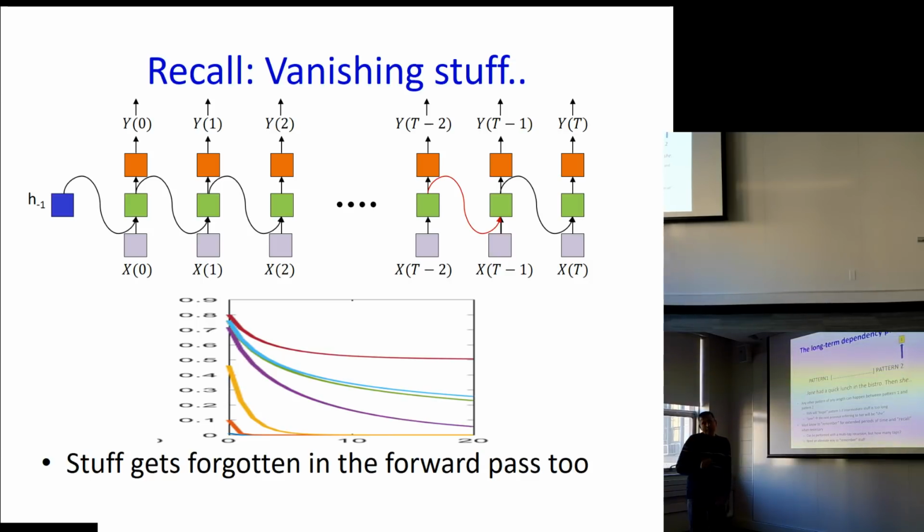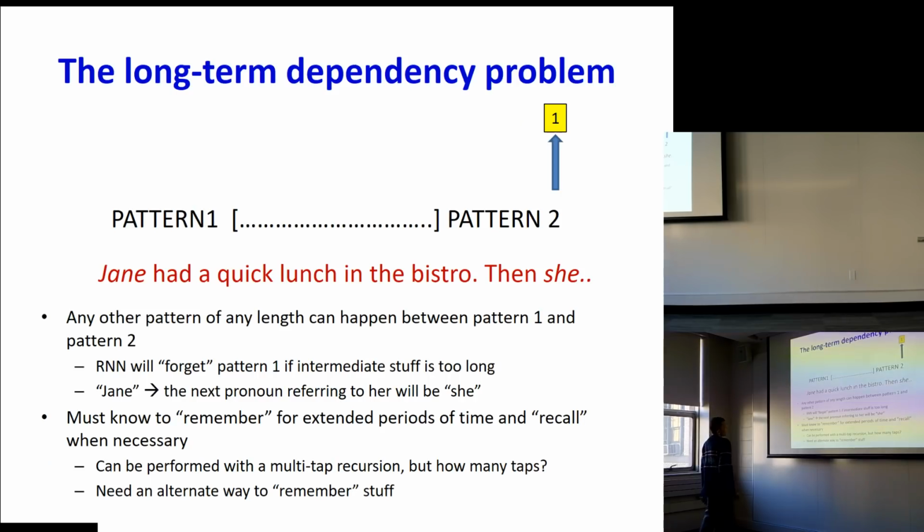Whereas what we really have is often a need for long-term dependencies. So here's a little bit of text: "Jane had a quick lunch in the bistro, then she," right? The fact that this was a "she" had to do with the fact that we used Jane and not John. And there could have been anything in between. It could have been arbitrarily long. So you had to remember stuff for a very long time.